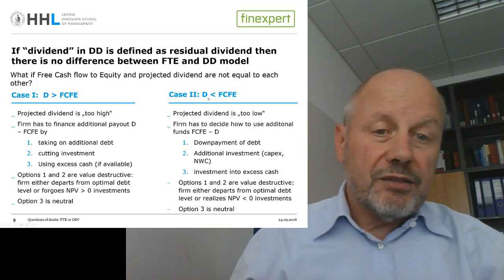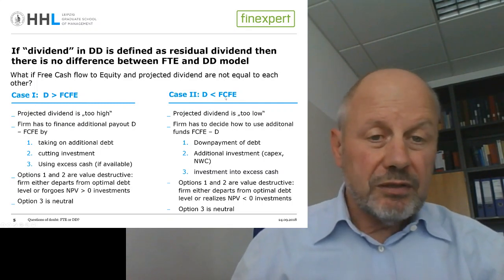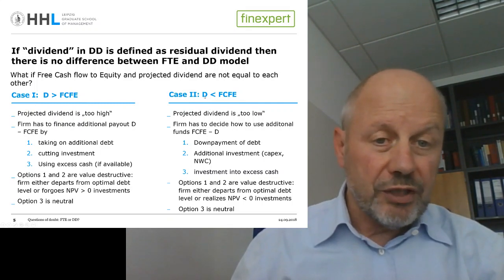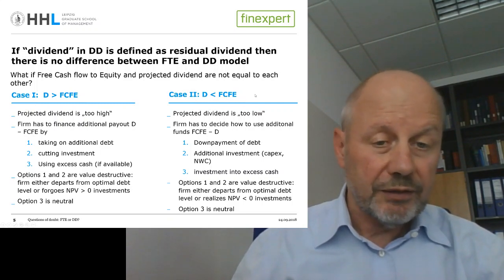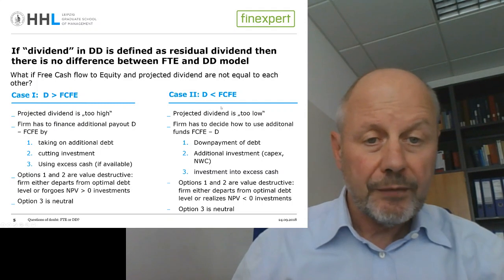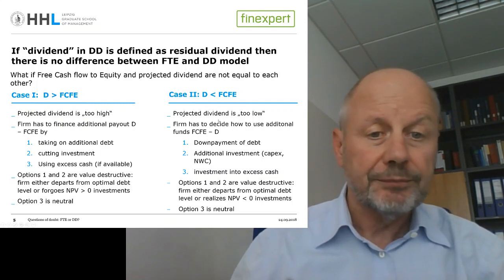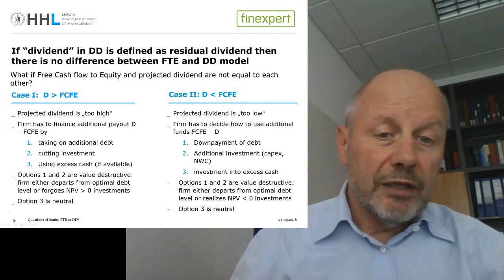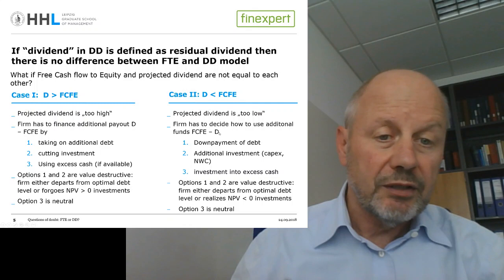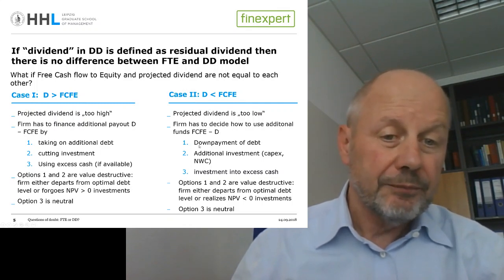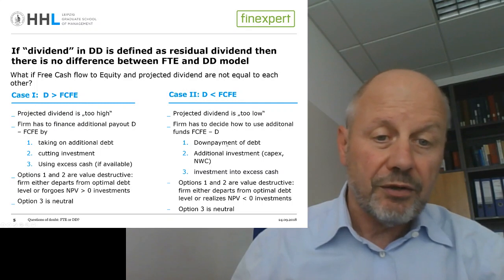The second case is probably and obviously the more common one, that the projected future dividend is lower than the free cash flow to equity, the residual one. That means the firm pays out a lower dividend. So then, of course, the question arises, what shall the firm do with the difference between the free cash flow to equity and the dividend, that is, with this additional retained money?